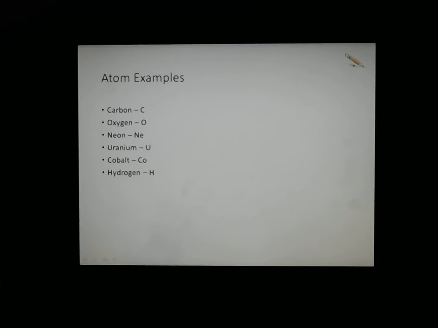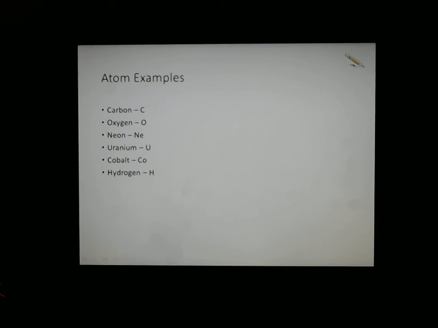Here are some common examples. Carbon, oxygen, a couple of those we just said, neon in the lights, uranium you might have heard of, cobalt is a lovely silvery blue metal, hydrogen, stuff's everywhere, it's kind of the hussy of the universe, and you'll notice each of them have their own symbol. It's important to remember that as well. You don't need to memorize any of these.